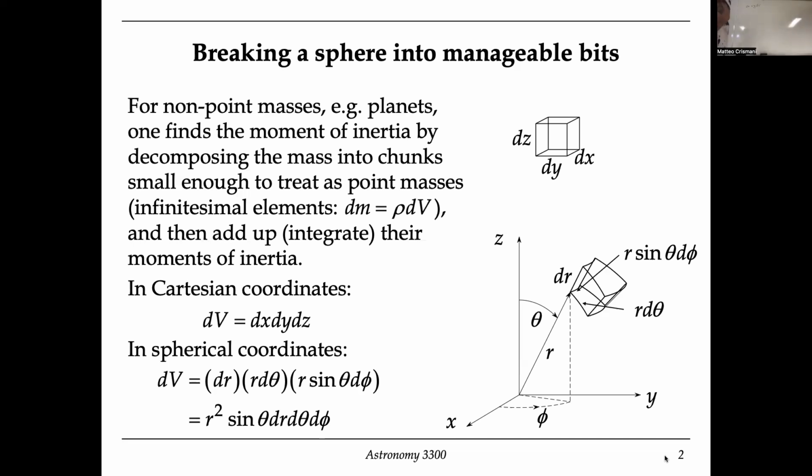Okay, and then we integrate them, right? And if, for example, the density changes as a function of your spherical coordinates, that's perfectly fine because rho here can be a function of all of your spatial coordinates and the integration will work, right? Okay. So in Cartesian coordinates, we write it like that. And in spherical coordinates, we write it like this.